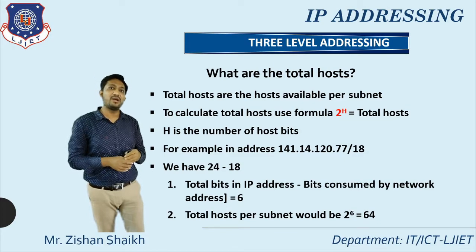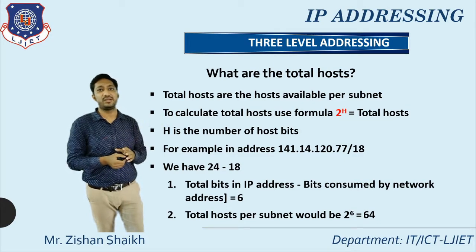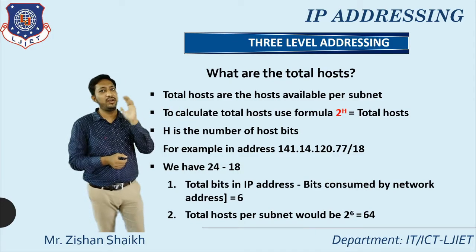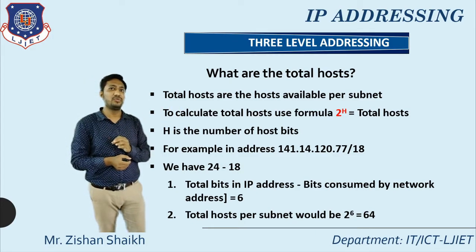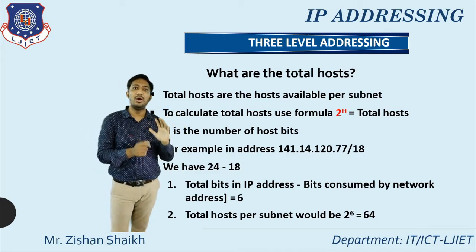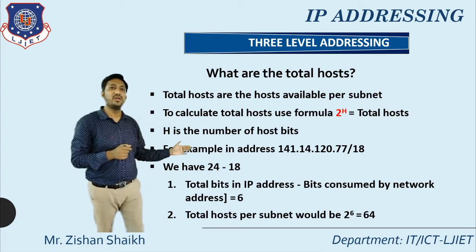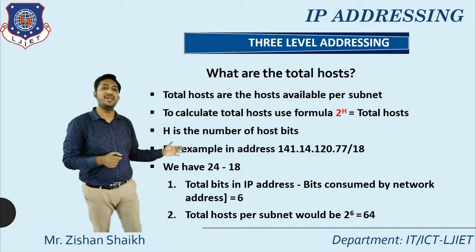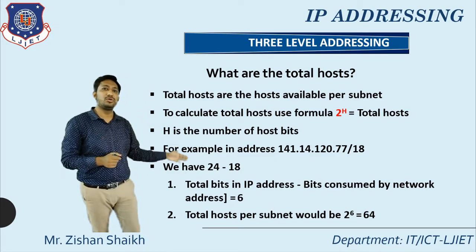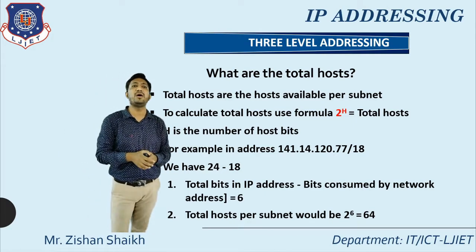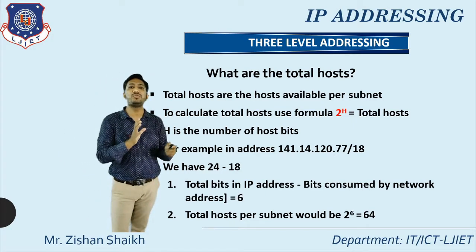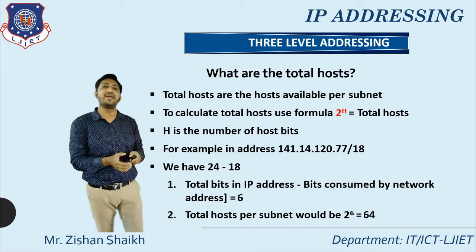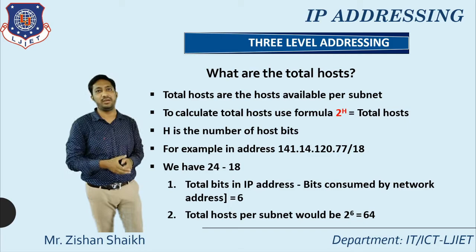So if we are talking about the number of hosts, according to this prefix, 2 bits are given to the network for the subnetting concept. The remaining bits will be used for the host. So we have 24 minus 18, which is 6. So a total of 2 raised to 6 would be our number of hosts for our subnetting. This is how we can calculate the number of hosts.